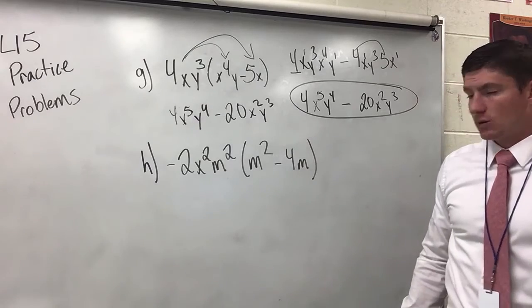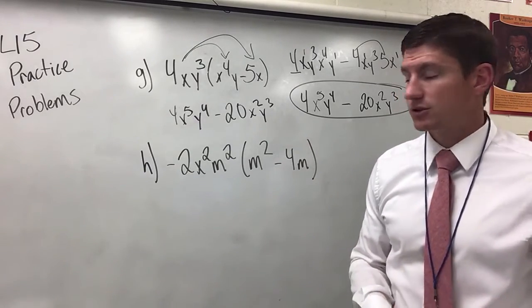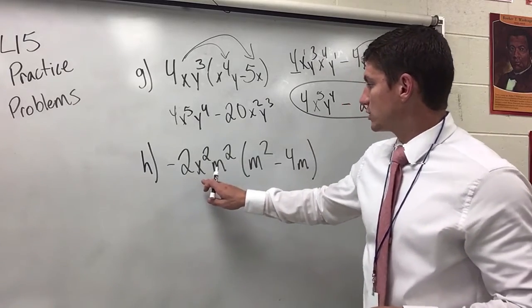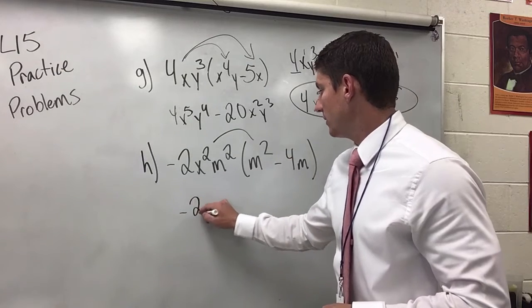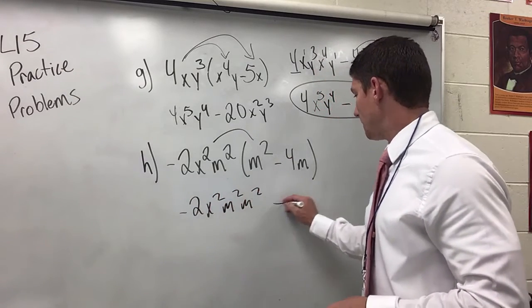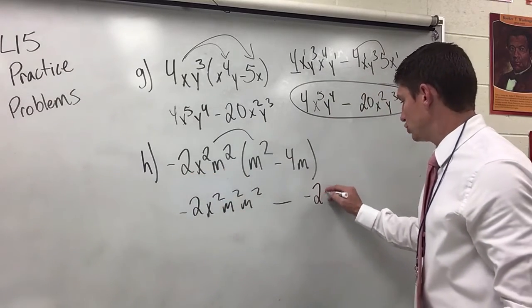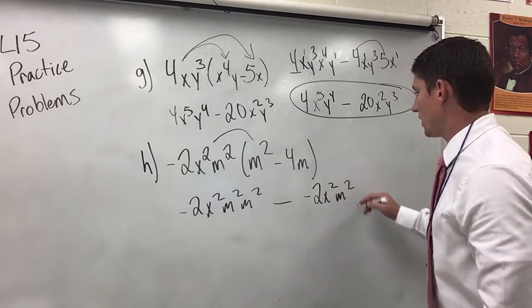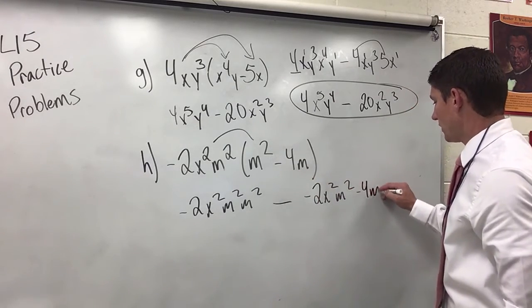In letter H, we're going to write it all out because that's good practice and how we can build this as a foundational skill. Here we've got negative 2x squared m squared. That's going to be multiplied by m squared. I'm going to write that entire thing out. Negative 2x squared m squared, minus, and separate that, and I'm going to rewrite this entire first portion, negative 2x squared m squared, and then the second part of our expression here, negative 4m, as they're being multiplied.